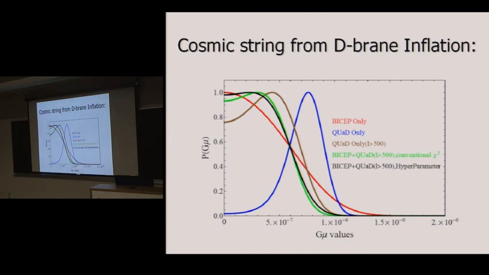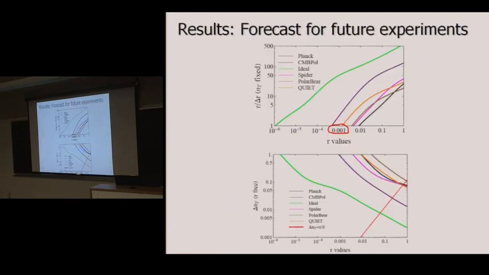But basically the current upper bound from just the B-mode polarization only gives you a value of G mu less than about 10 to the minus 6, or you can say 5 times 10 to the minus 7. So this is the current constraint. But how much can we improve with future experiments? This is the signal-to-noise, r over delta r, for fixed n_T, for different future experiments.